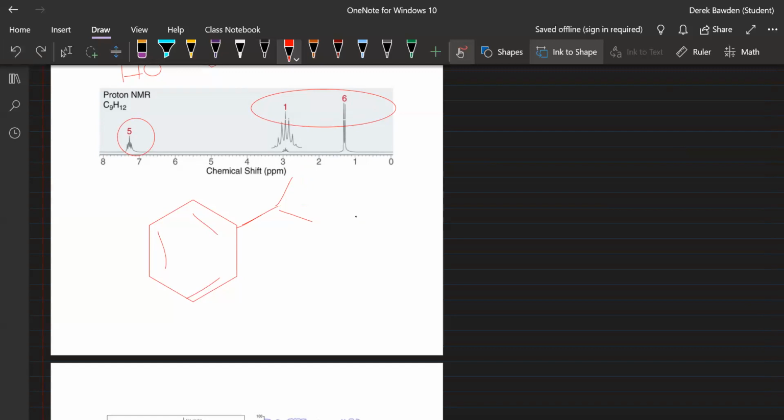That is our structure. Any questions on that one?